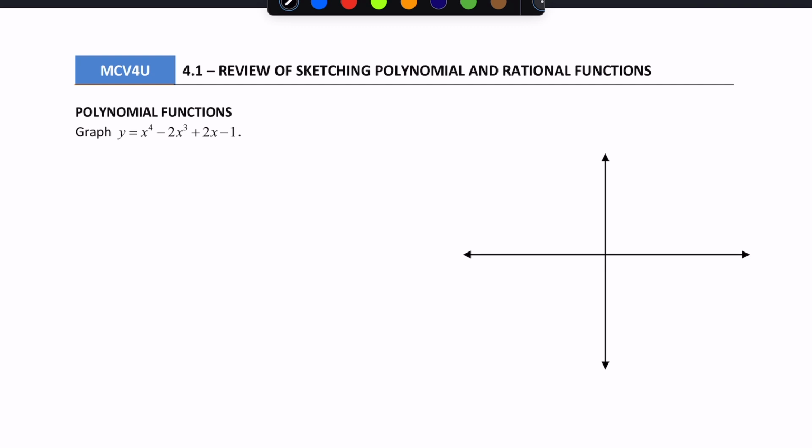So let's look at this polynomial function here, and it says graph y is equal to x to the power of 4 minus 2x cubed plus 2x minus 1. When we look at this question, some of you might choose to use factor theorem. But here, we can simply just factor by grouping.